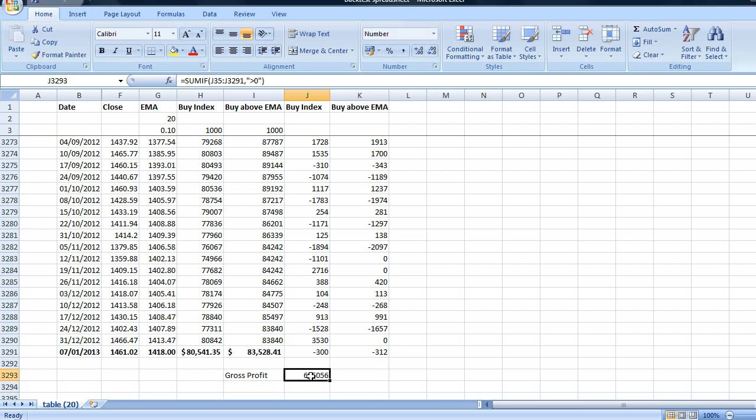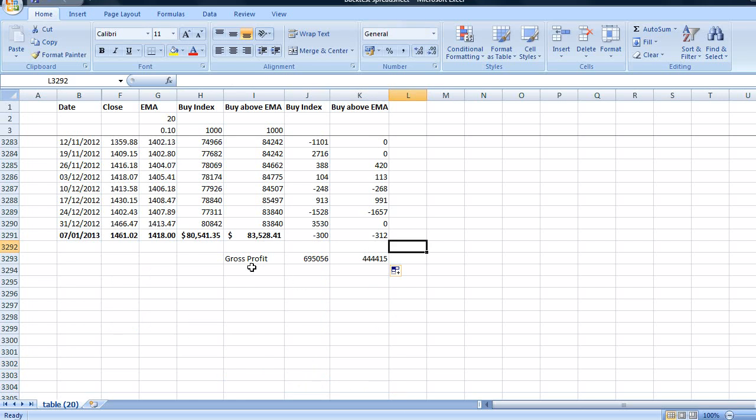Okay, there's one other thing that I'm going to do, because we're going to use exactly the same rows in all the subsequent formulas. I'm going to put in a dollar here and another one here, and that will lock these rows for when we copy this cell. Okay, so I can just drag this across here. And we can see that for the buy and hold, the gross profit for all the profitable trades is $695,056. And for the buy above EMA strategy, it's $444,450.